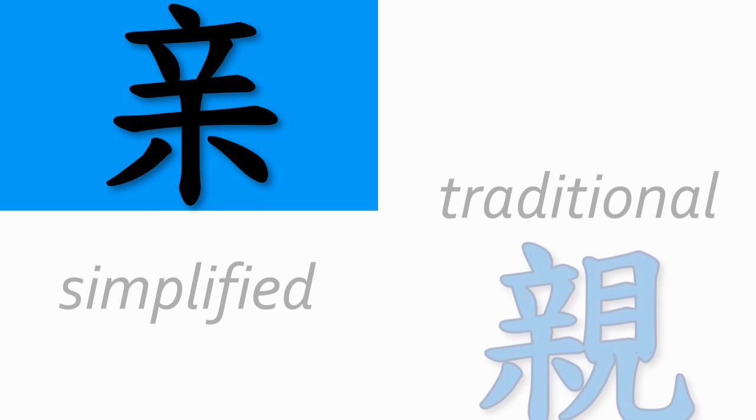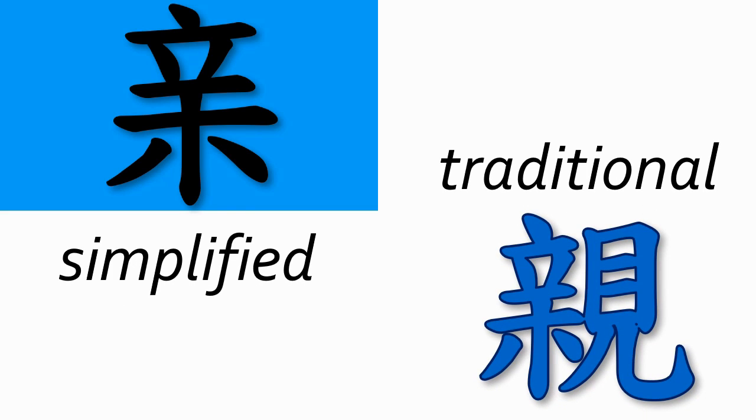Here is our color chart with today's 4 characters. 亲, 亲, 新 and another 新. Here's a recap from today's lesson.